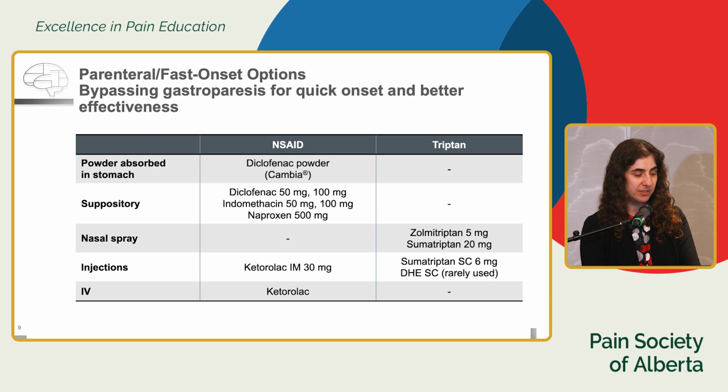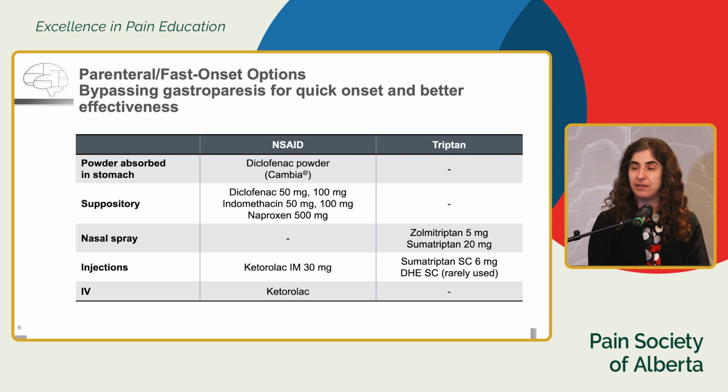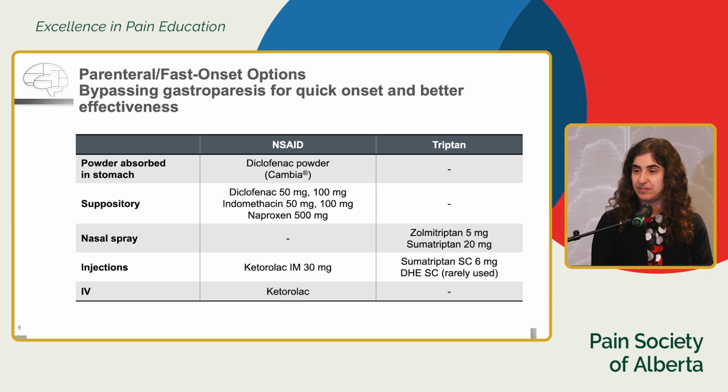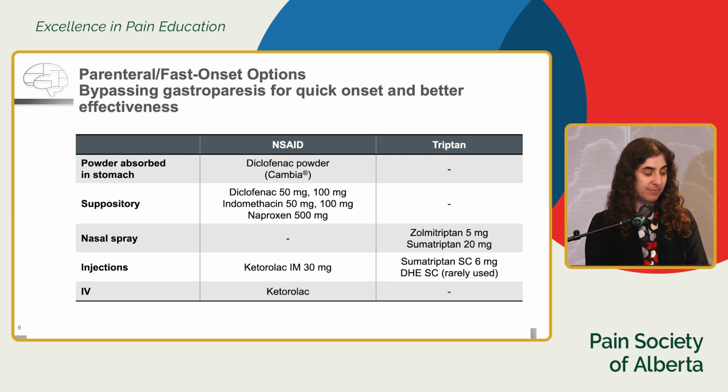So some of the other options that we have, parenteral or sort of fast-acting options. So diclofenac powder solution, or Cambia, is a great option for patients. It does work quite quickly. It can start to have onset of action within even 5 minutes, but reaches Tmax within about 15 minutes, so very fast-acting. It also kind of bypasses that gastroparesis that can happen with migraine, that slowing of the gut motility. So a good medication option and a great adjunct with a triptan or a gepant.